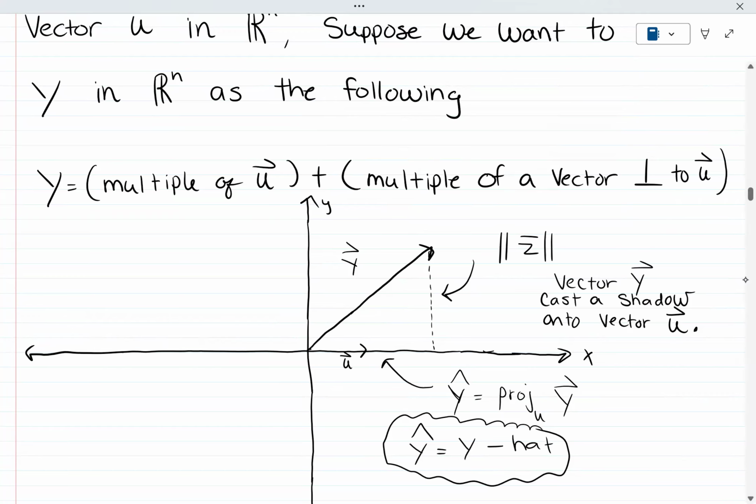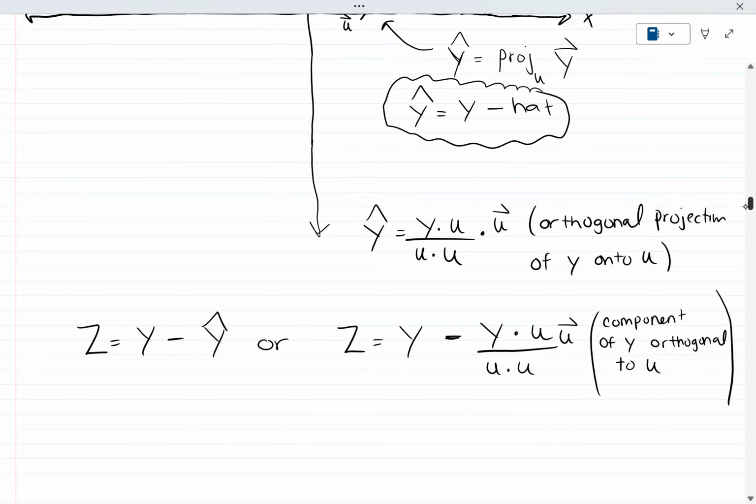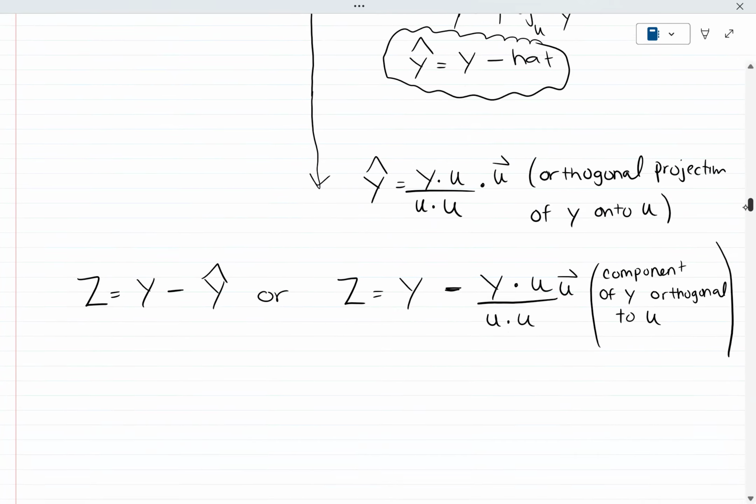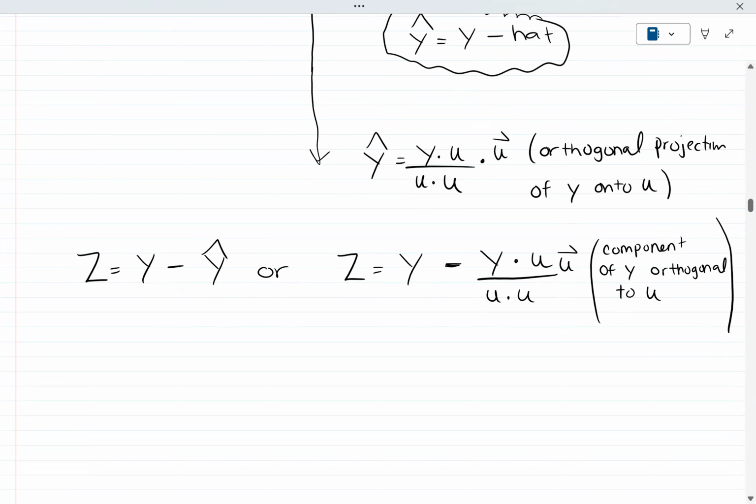So just go ahead and copy this down because z is y minus y hat, or z equals y minus y times u over u times u, times vector u, basically the component of y orthogonal to u.